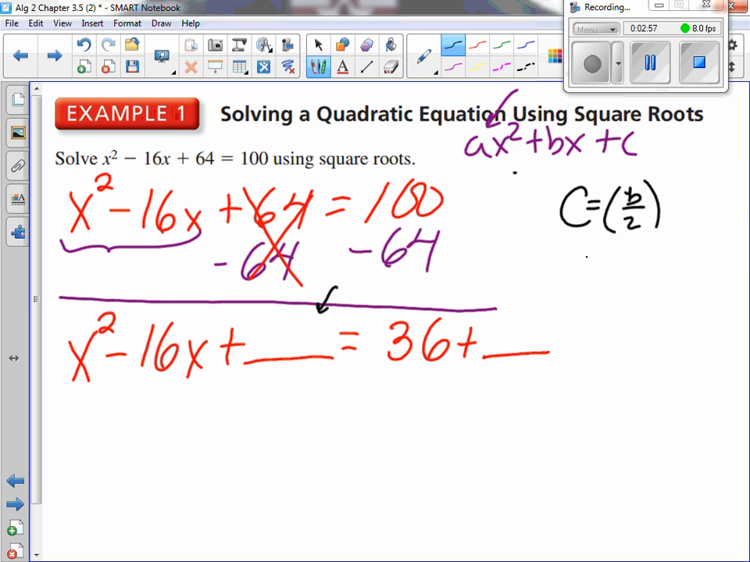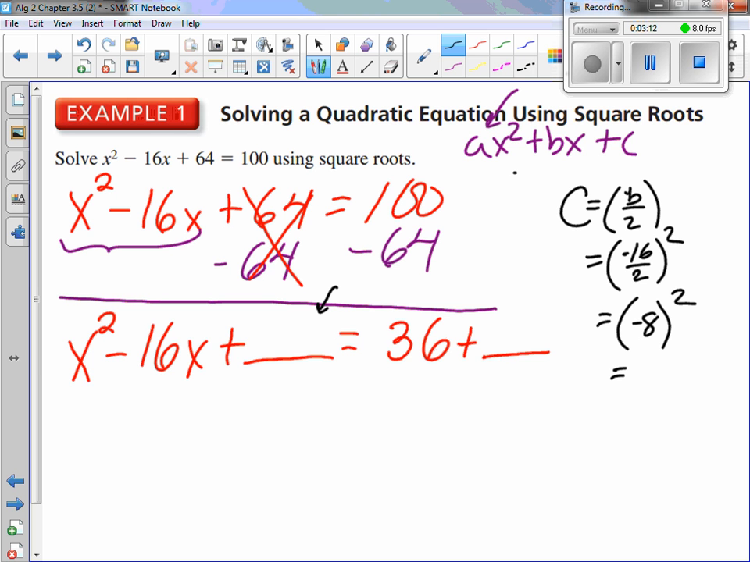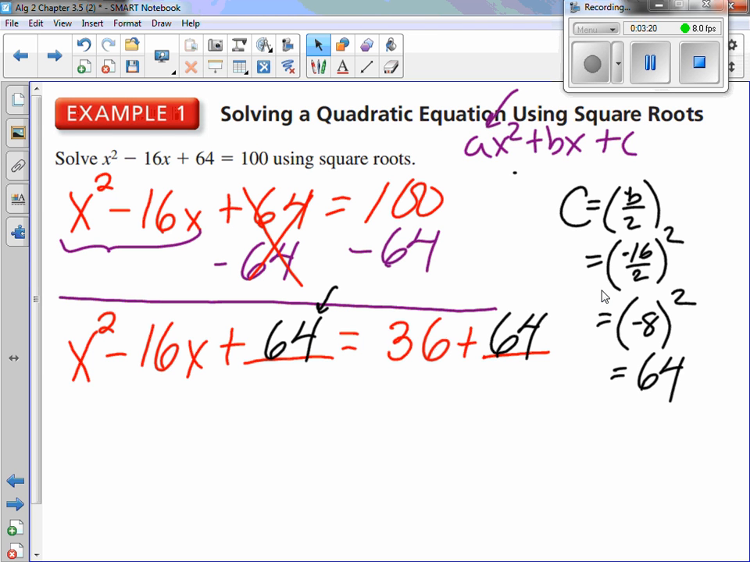So B over 2 squared. Well, what's the value of B? Negative 16 over 2 squared. Well, negative 16 divided by 2 is what? Negative 8. And negative 8 squared is? So isn't that what we started with? Yeah. So what that means is that our starting equation, x squared minus 16x plus 64, was a perfect square trinomial to begin with.